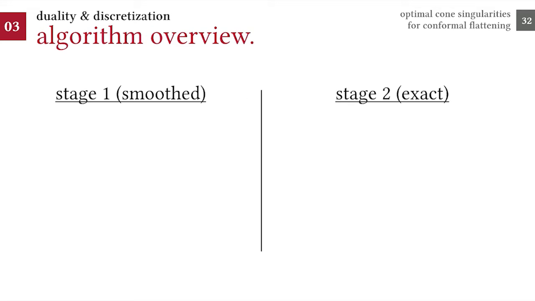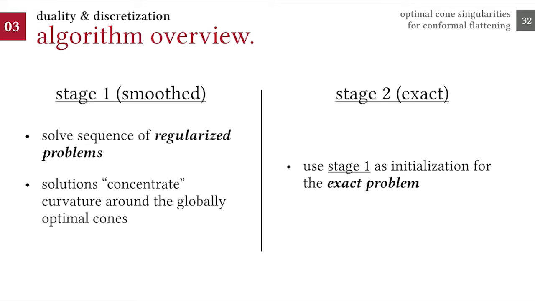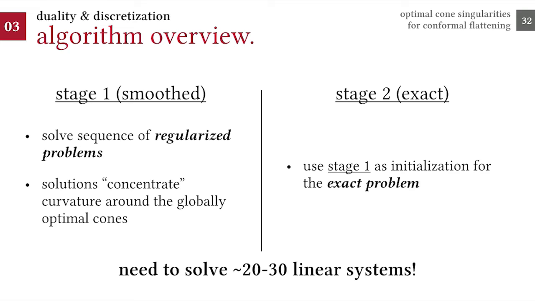The algorithm we get out at the end of the day is split up into two stages. In the first stage, we solve a sequence of regularized problems where we get these continuous functions that approximate the optimal cones in a very weak sense. In the second stage, we use these continuous functions essentially as an initialization for recovering the exact cone singularities. The algorithm needs to solve about 20 to 30 linear systems, and it takes about 1 to 2 minutes on a mesh of about 50,000 vertices.